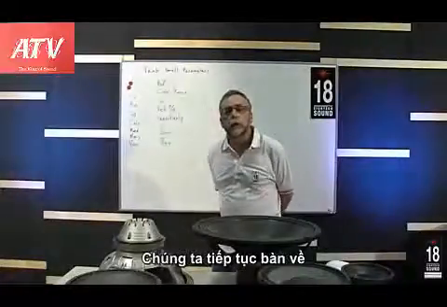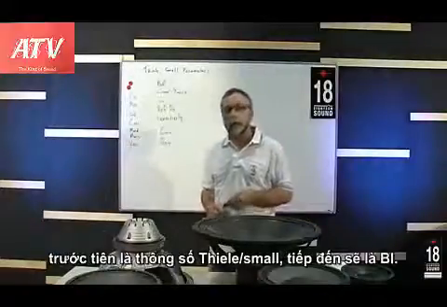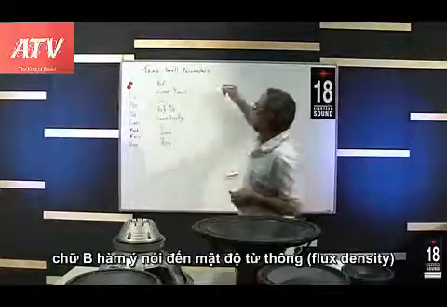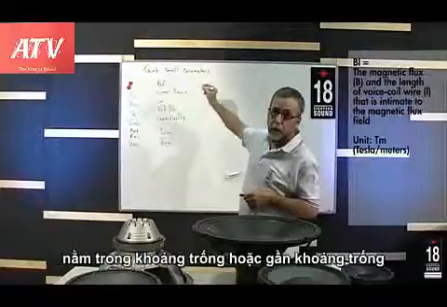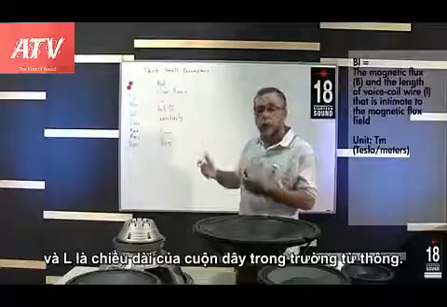So we're continuing our discussion on the specification sheet, talking about Thiele-Small parameters. And next is BL. The B refers to the flux density that's in the gap and near the gap, and the L the length of wire that is in the flux field.